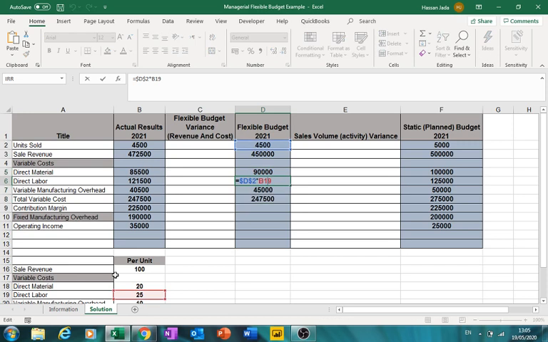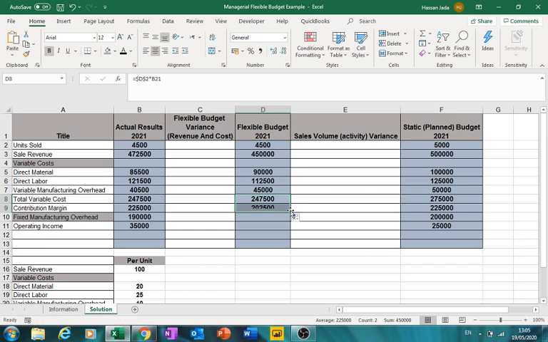We must have here 25 multiplied by 4,500 units actually sold, planned multiplied by actual, and we have here for direct labor 112,500 instead of 125,000. Instead of 50,000 here for variable manufacturing overhead, we have 45,000, and etc. Total variable cost. And for contribution margin, instead of 225,000 we have 202,500.